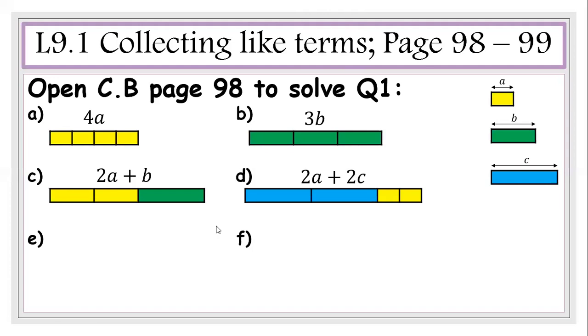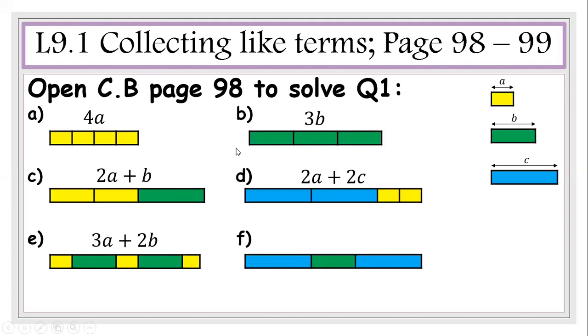Yes, Maarouf. 3A plus 2B. 3A, excellent job, plus 2B. And he already wrote them in alphabetical order. Thank you very much, Maarouf. Now, next one, Kareem. The last one, actually. Kareem Bdair. Kareem, I'm waiting for your answer. Kareem.